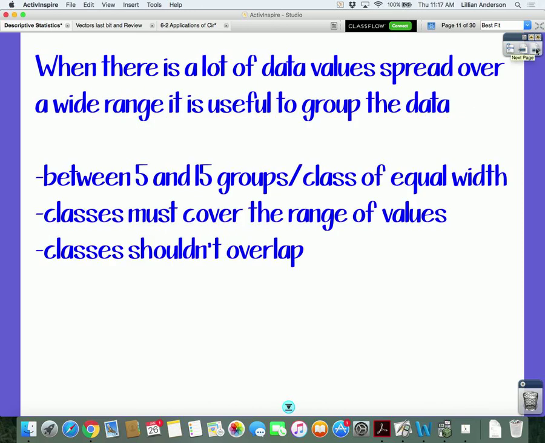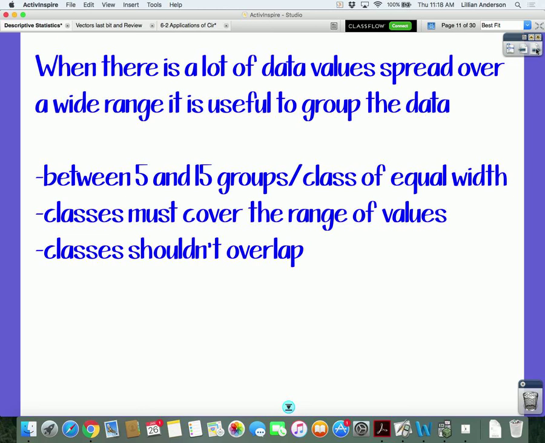Okay? Now, when there is a lot of data values spread over several numbers, over a wide range, it is useful to group the data sometimes, okay? And when you are grouping data, a couple things you want to keep in mind. If you ever have to create the groups yourself, you want at least 5 but no more than 15 groups. Those groups can also be called classes. Okay, they might say group this data into classes and these new groups.